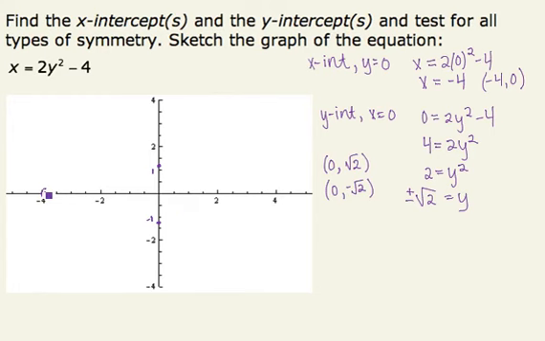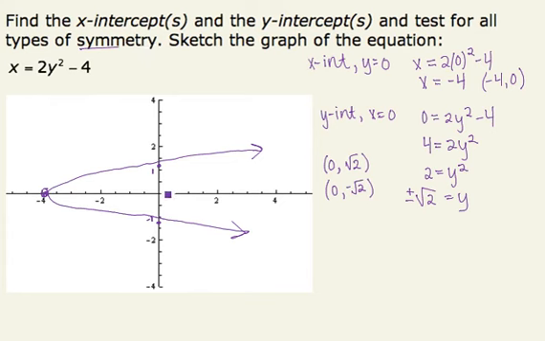So now I can sketch the graph. Didn't quite make it through there, but that's okay. This is just a rough sketch. So I have sort of a sideways parabola, and now I have to look for symmetry.